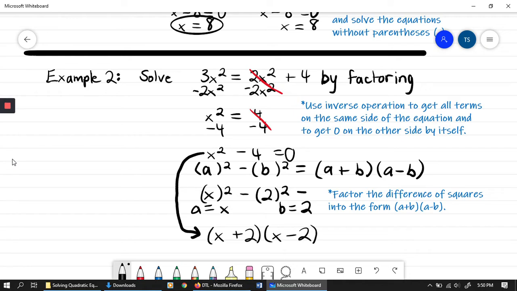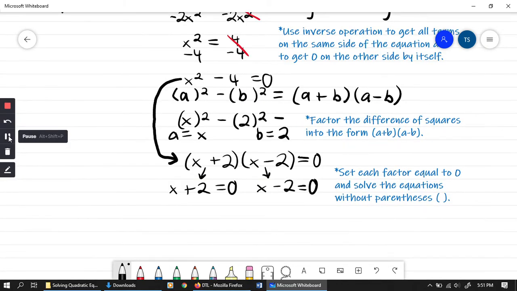Now, of course, this is still an equation. We're just factoring the left side of this equation, and it is still equal to 0. And now we're going to use the zero product property. We're going to set each of these factors equal to 0 and solve.